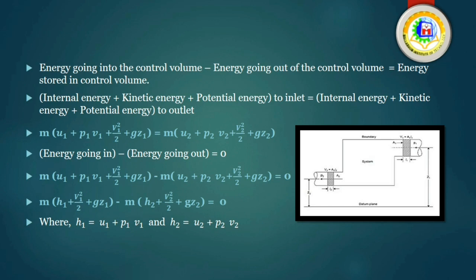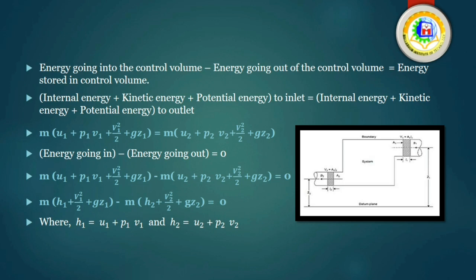The summation of the energy is internal energy plus kinetic energy and potential energy at inlet, and the same at the outlet, and it is expressed by the equation below, that is m with potential energy, internal energy and kinetic energy at inlet, and the same at the outlet.